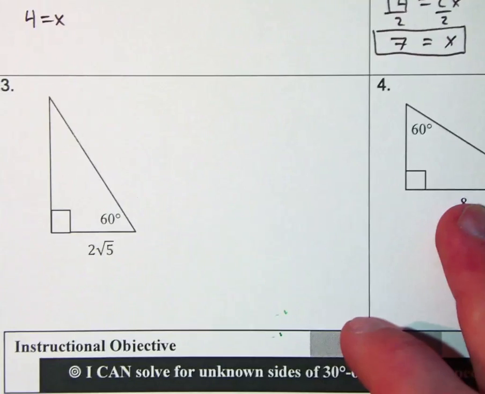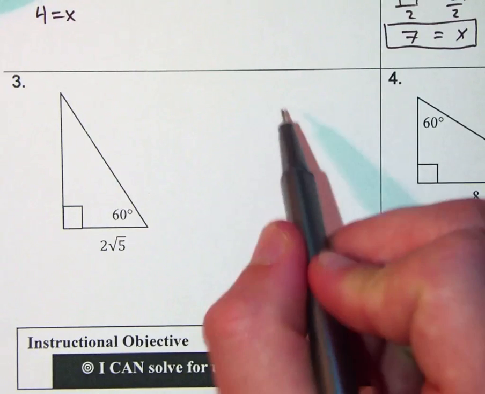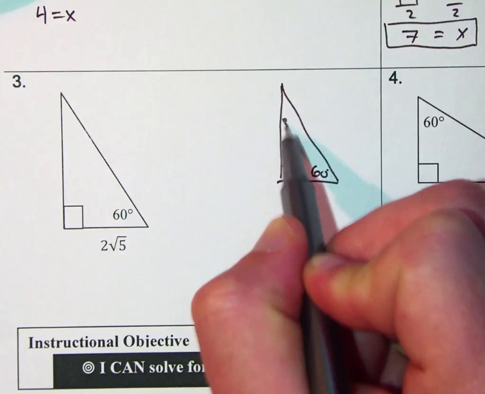Okay, those are the basic ones. Here comes the advanced, or rather the proficient. So I'm going to sketch my ghost triangle, because I don't see one. These must be my 30s.